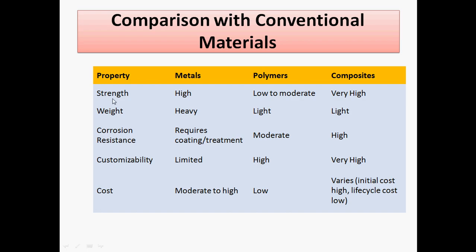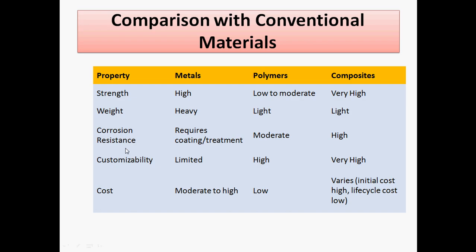If you check the strength, very high strength is in composites, while strength is low in polymers. It is quite high in metals. In case of weight, very light weight is in polymers and composites, but metals are heavy. Then corrosion resistance is higher in composites, moderate in polymers, and in metals it requires coating and treatment. So it should be on the higher side.